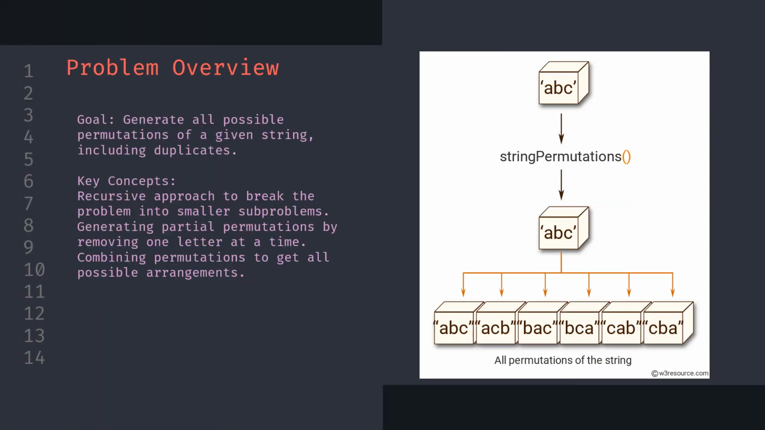The problem requires us to generate all possible rearrangements of a string. We will achieve this using recursion, by taking each letter and forming permutations with the remaining letters. We can break the problem into smaller, manageable parts.